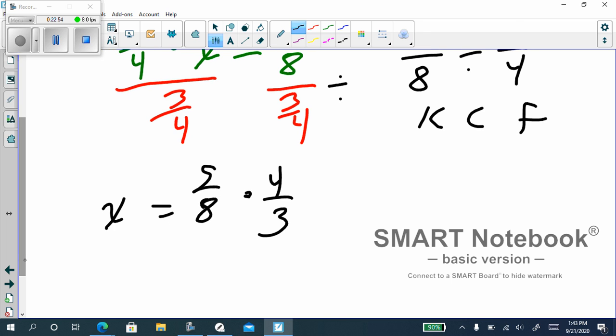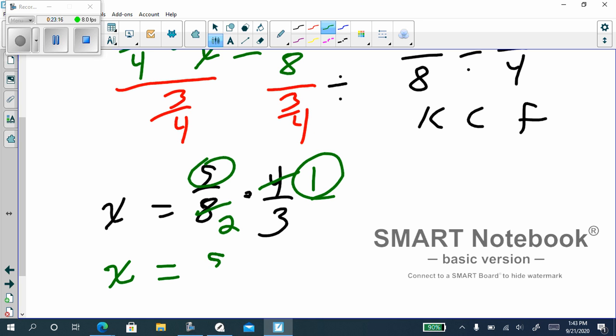Now it's just a matter of multiplying and simplifying. So we can multiply first and then simplify, or notice we have a 4 on top and 8 on bottom. 4 goes into 4 once, 4 goes into 8 2 times. So on top, we're left with 5 times 1. On bottom, we have 2 times 3. And we have x by itself.